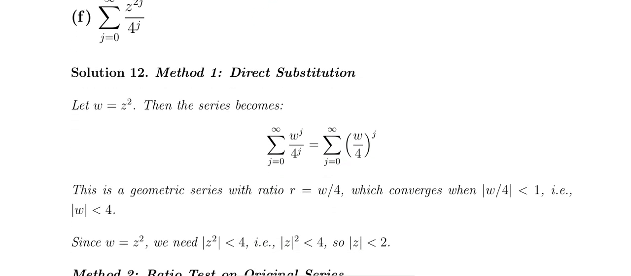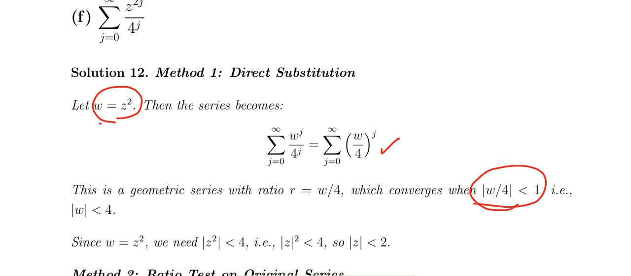Okay. In the same way, z power 2j times 4 power j, that is z power 2j divided by 4 power j. Setting z square equal to omega, it becomes omega power j divided by 4 power j. This has become the geometric series. Geometric series, that is, omega divided by 4 less than 1 means the series converges, which means mod z square less than 1.